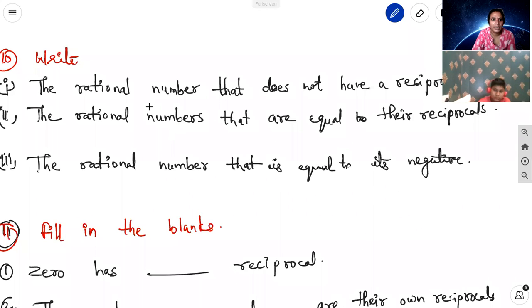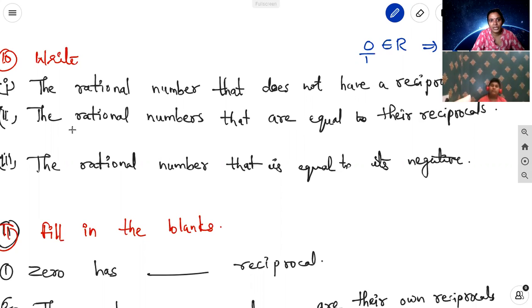Tenth question, write a rational number that does not have a reciprocal. What is the answer? 0. 0 belongs to rational numbers, but for the reciprocal of 0, 0 is nothing but 0 by 1, 0 by 100, whatever. But something by 0, suppose we take 1 by 0, it does not belong to R. So the rational number that does not have a reciprocal is 0. All other numbers have reciprocals.